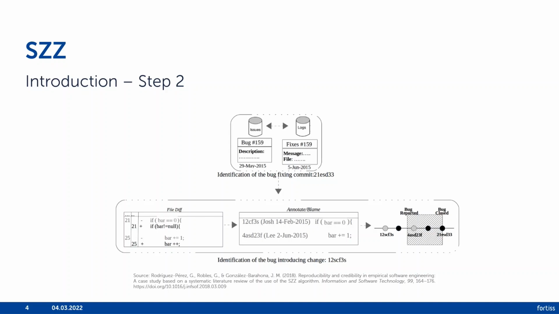These lines have been changed in two different commits. These two commits form the list of potentially bug-inducing commits. However, when you look at the timeline, as line 25 was introduced in a commit after the bug was reported, the bug-introducing commit can be identified as the one that changed line 21. And so the algorithm finds all inducing commits. One fixing commit can have multiple inducing commits, and this can be a problem. I will talk about this a little later.